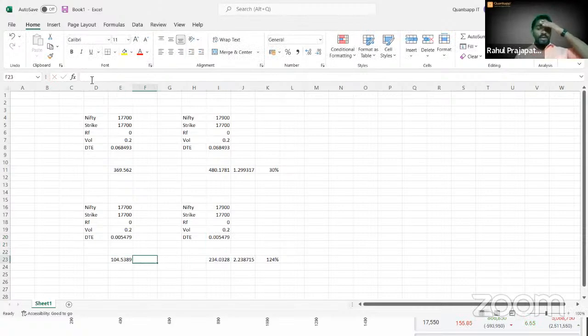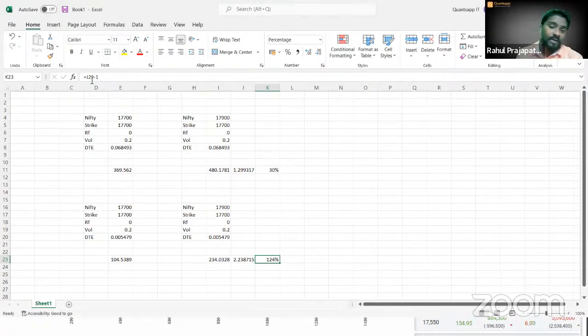Now, in this case, my 100 call option will become 234. That means in these last 2 days of the expiry, if we trade, my 104 will become this much, and my percentage return is 124. So, can you see that exponential return that we have generated just by catching the same momentum when we are very near to the expiry?